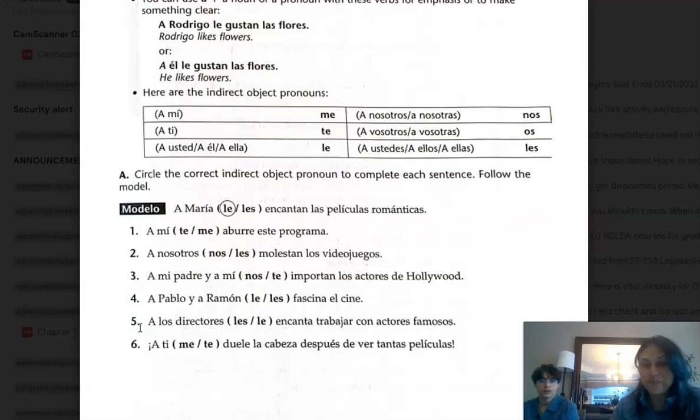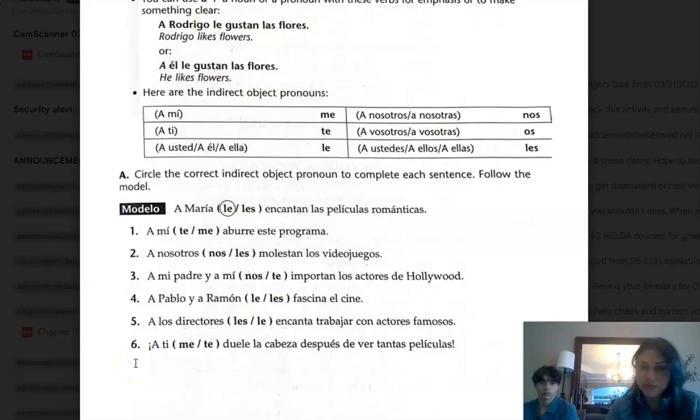A los directores les encanta trabajar con actores famosos. Good. You're right. Les, because it's a los directores. Okay, that's clarification there. Because on these two, we usually always want clarification. On the other ones, it's not necessary. But we see here that it's directores, third person plural, so it's got to be les.